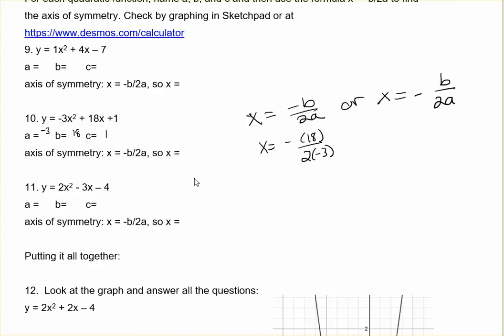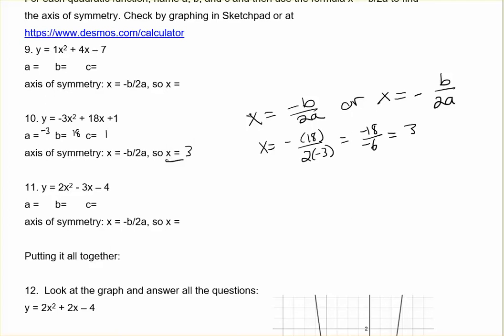So I have to simplify this. On the top, I'd have negative 18. On the bottom, I would have negative 6. A negative divided by a negative is positive. So I get 3, but remember, you have to write x equals 3, not just 3.